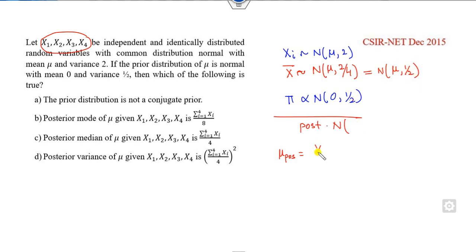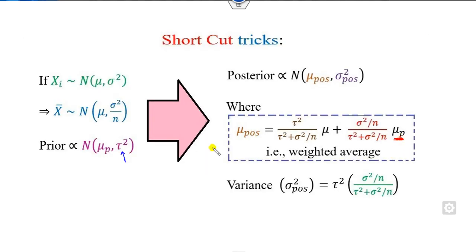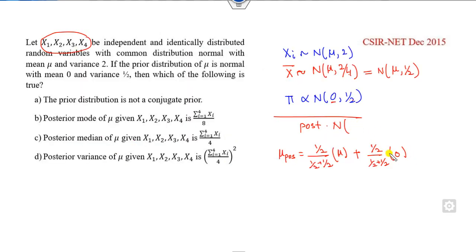So the first number divided by the weighted sum multiplied by mu, plus the other number divided by the weighted sum multiplied by 0. So this is 1, and it is mu divided by 2. So the posterior has mean mu divided by 2. Now the option says the prior is not a conjugate prior. When the prior is normal and the posterior is normal, this is conjugate, but the option says no, so cancel.